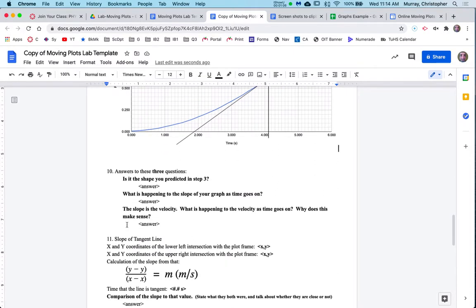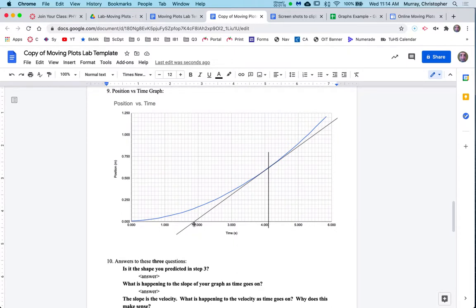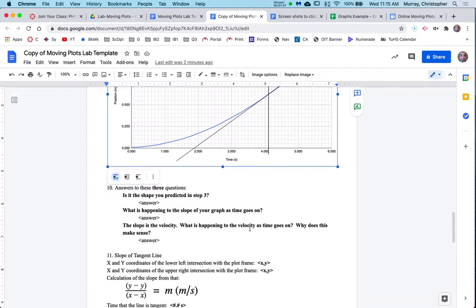Okay. Now let's get to the slope of the tangent line here. What we want to do is look at the coordinates. See this tangent line? It's got a lower left point right there, and an upper right point right there. We're going to use those coordinates to find the slope of the line, using the point form of the slope, which is y2 minus y1 over x2 minus x1, rise over run. But we've got to read the graph accurately, and that's why we put all these grid lines on there, and why we drew this to go across the entire axis. We've got to go through the plot frame.